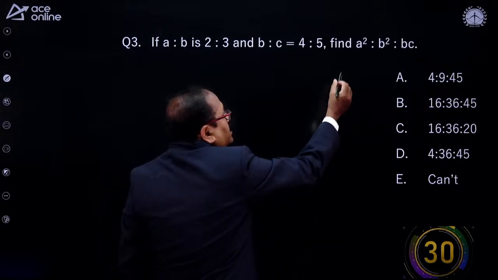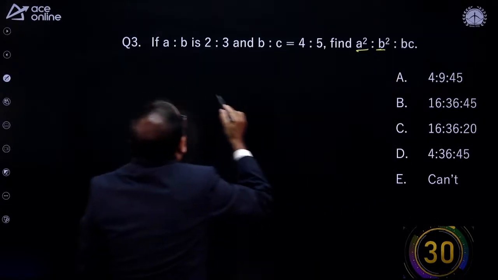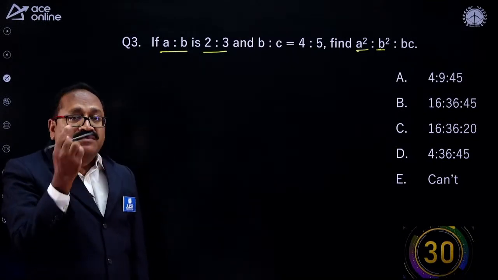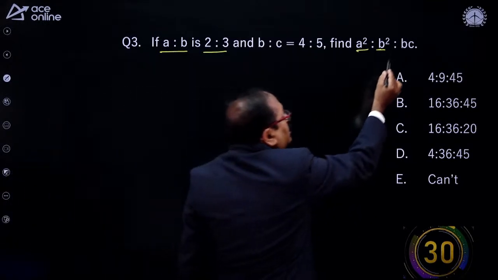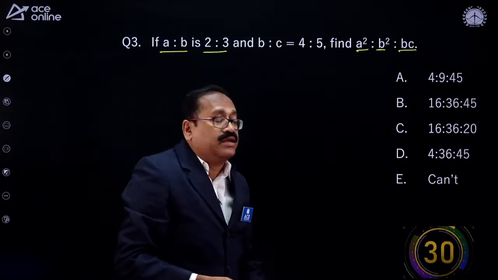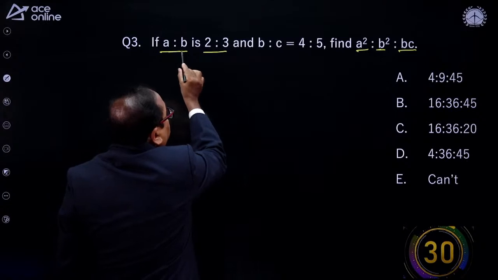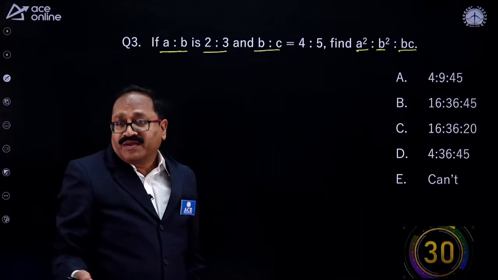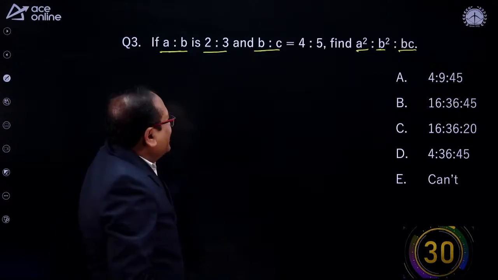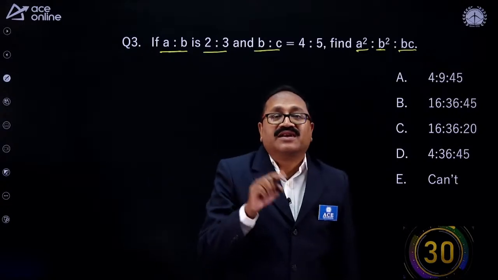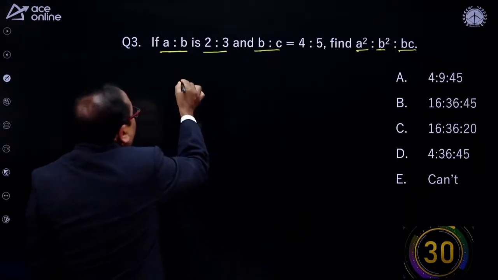Now you notice that here we have a square and b square, where a is to b is 2 is to 3. So I will square it and see whether I am able to get the ratio, where another variable c is there. So here we have a is to b and also b is to c. Okay, so let's work it out. The very first thing is I need to find out the continued ratio. So what is that continued ratio?